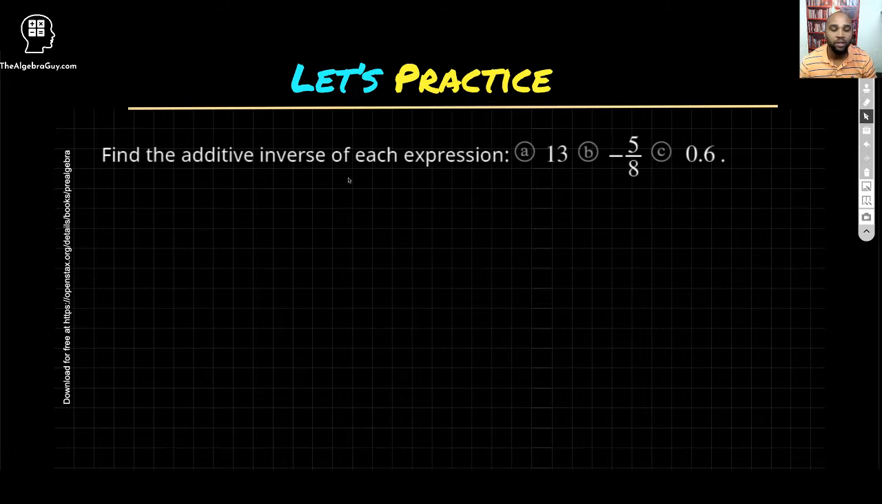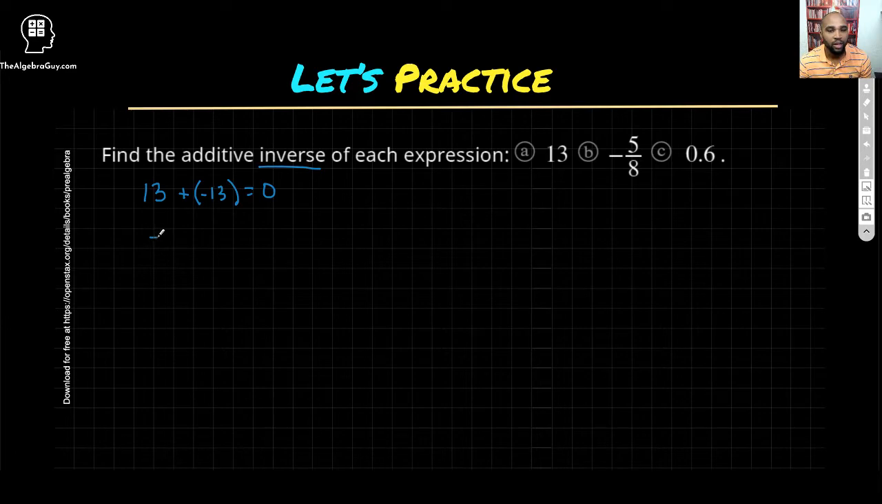Find the additive inverse of each expression. So what's the additive inverse of 13? So additive inverse is 13 plus something is going to give me the opposite. You know, we're talking about an inverse plus the opposite. So negative 13 is going to equal 0.